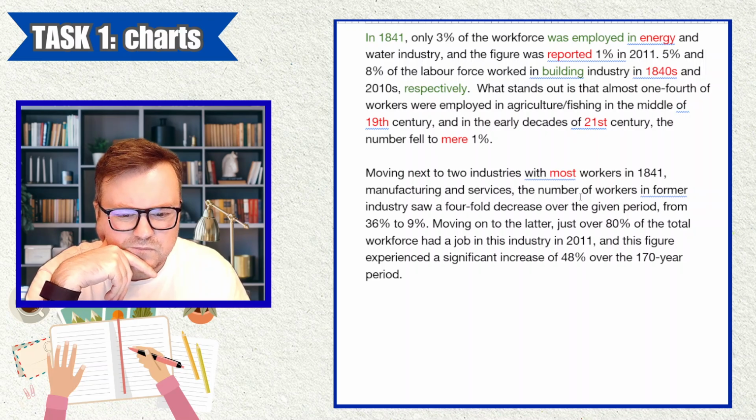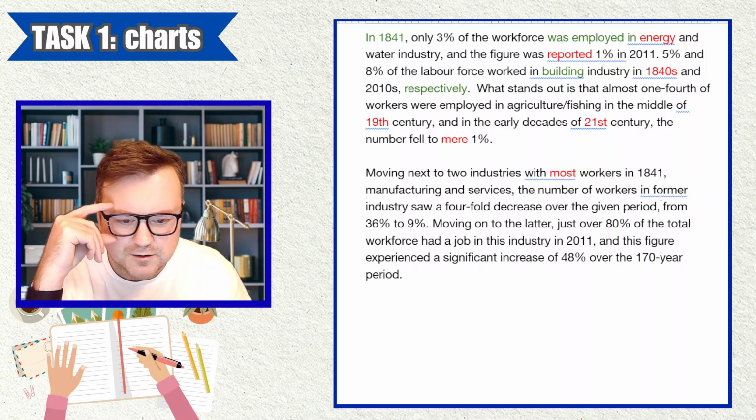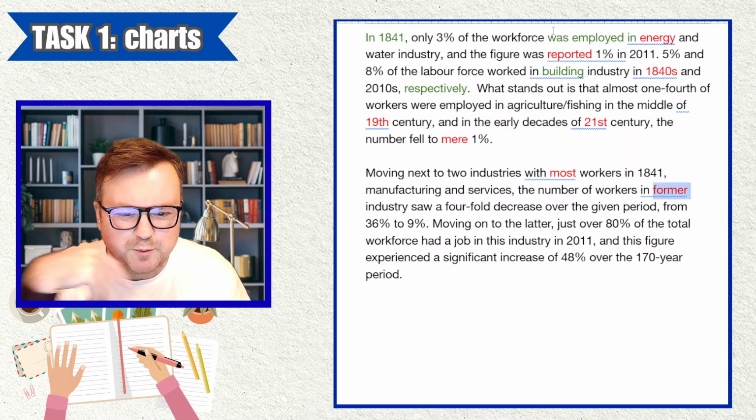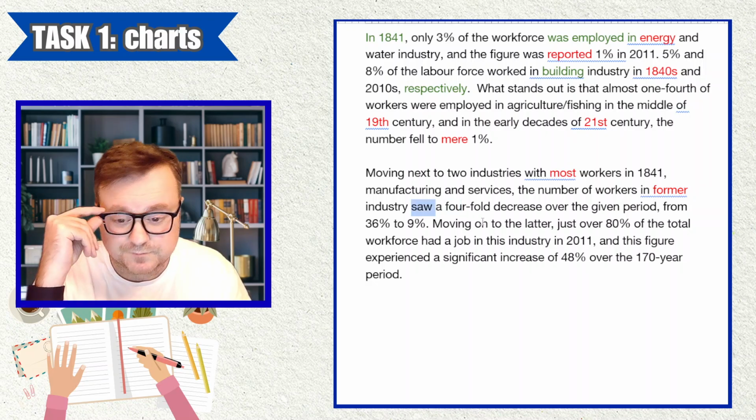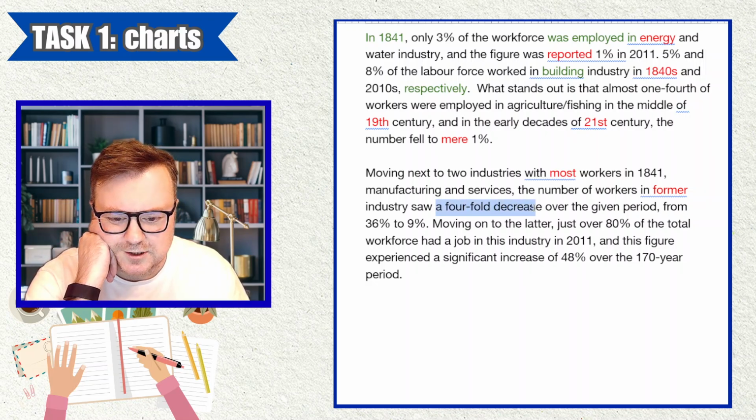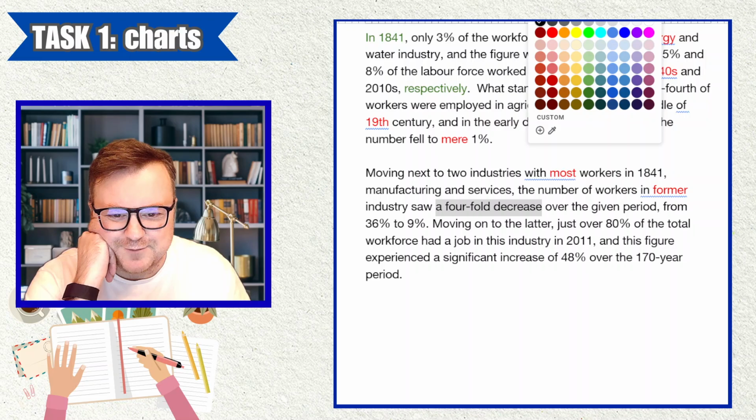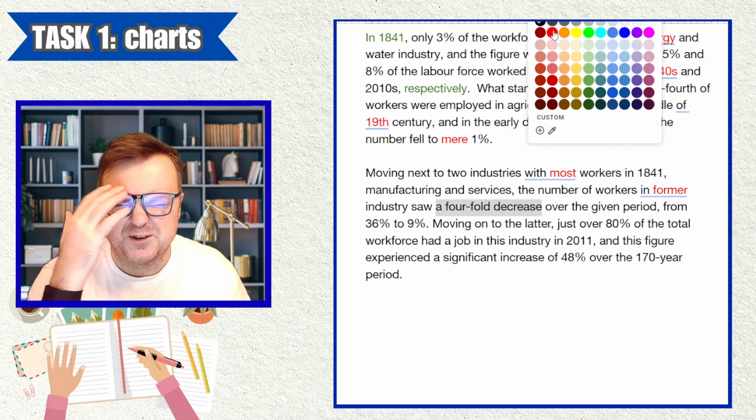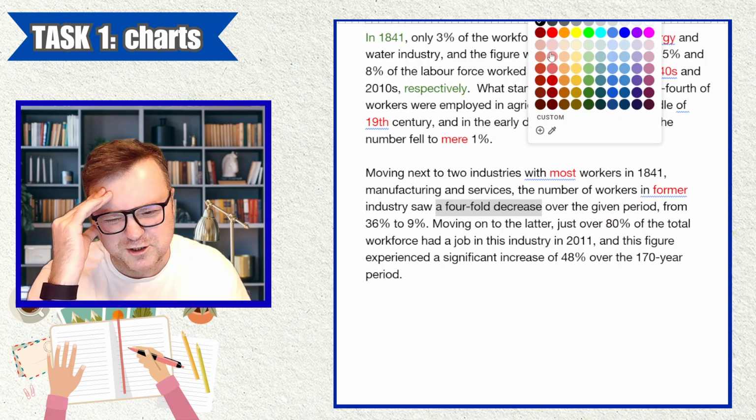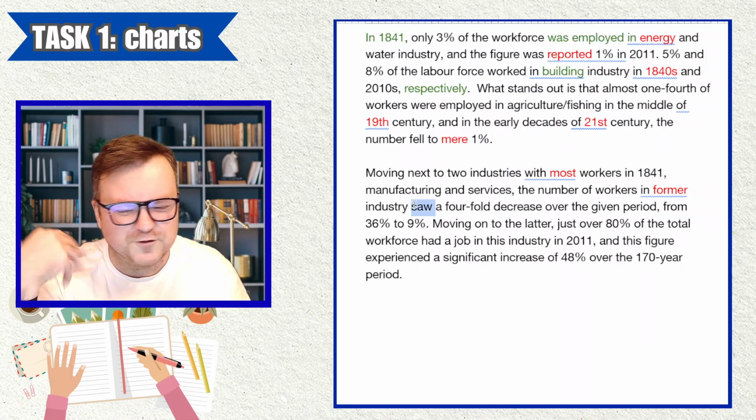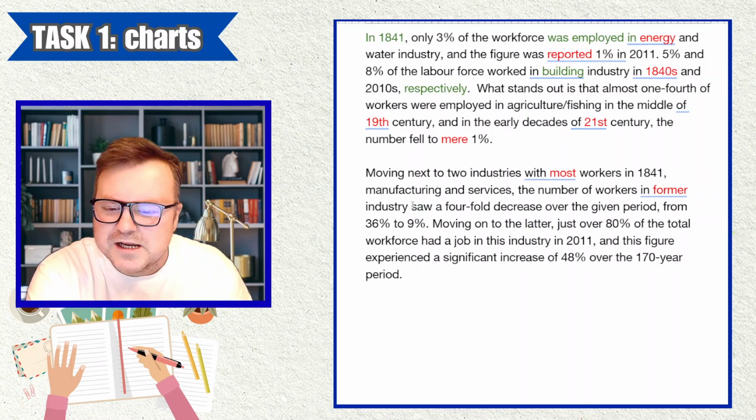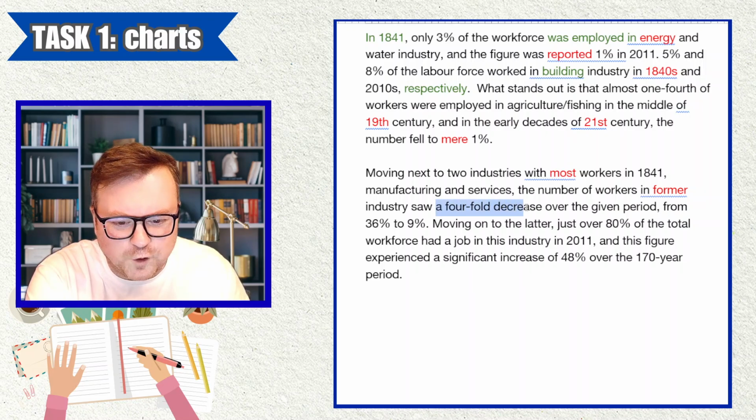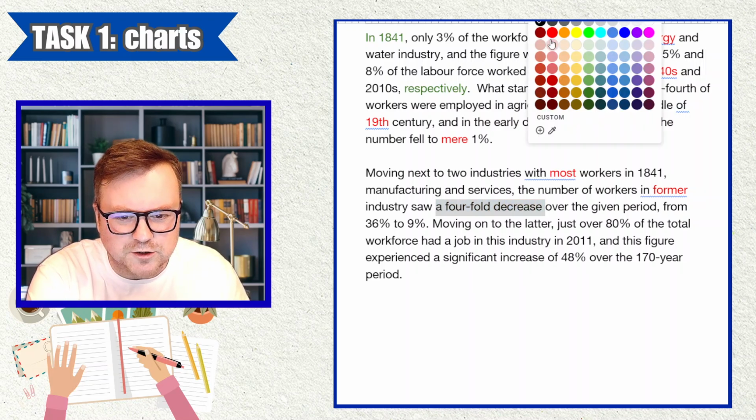Okay. The number of workers in the former industry, again, problem with articles, saw a 4-fold... Really like this. And I like this use of see. Good. Experiential verb. I studied something called systemic functional linguistics, and they broke down all of the different verb categories. That was a long time ago. Anyway, I like this. Saw a 4-fold decrease. That's really, really good, precise language.